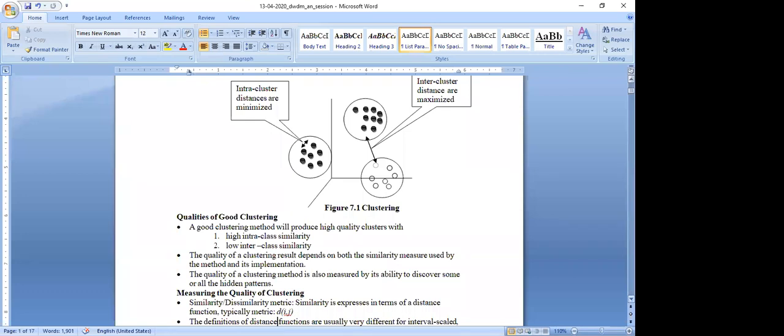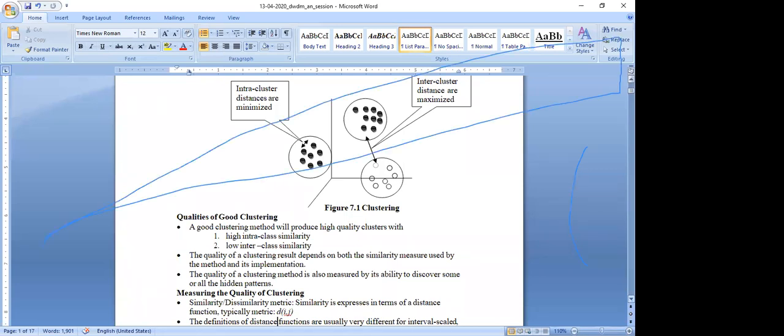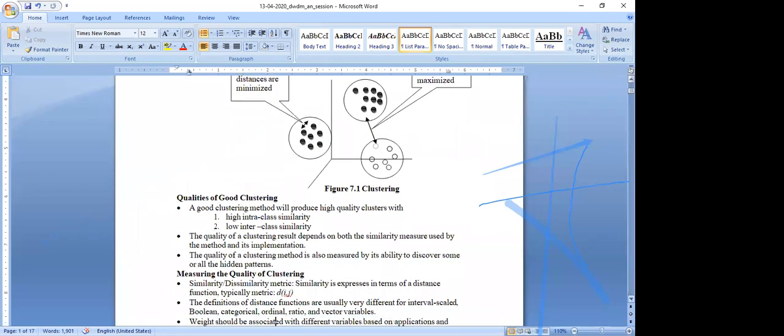In the clustering example, the distance between two data objects is very low for the intra-class similarity, whereas the inter-class distance is maximized. So here the intra-class distance is low, so we consider that type of clusters to be the good clusters.